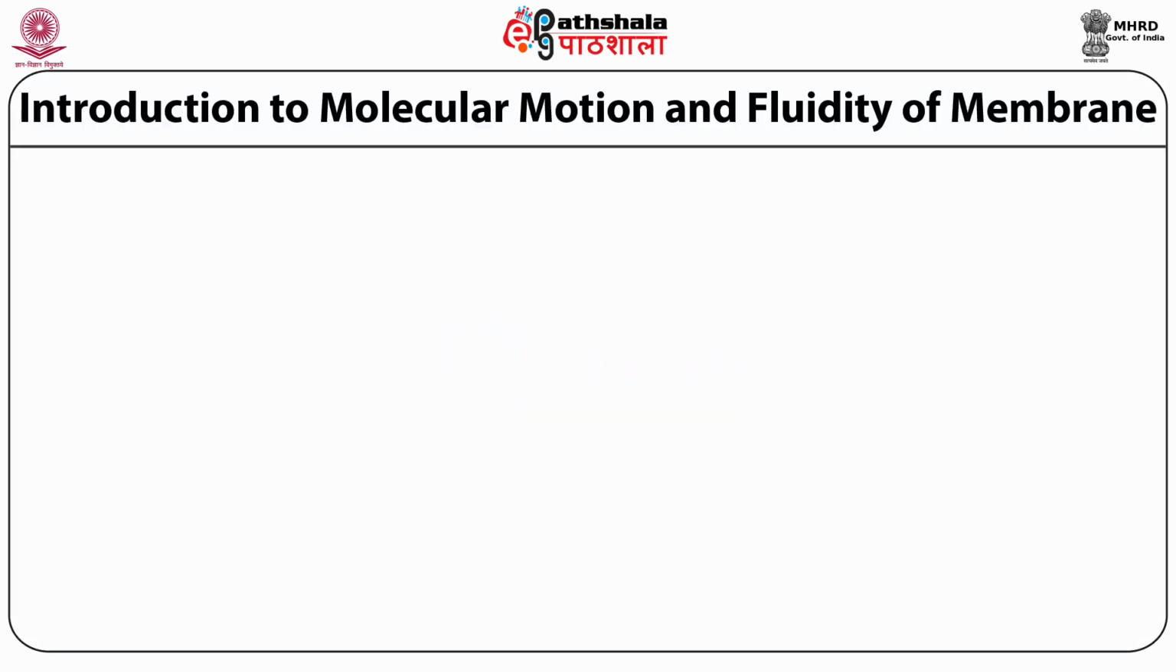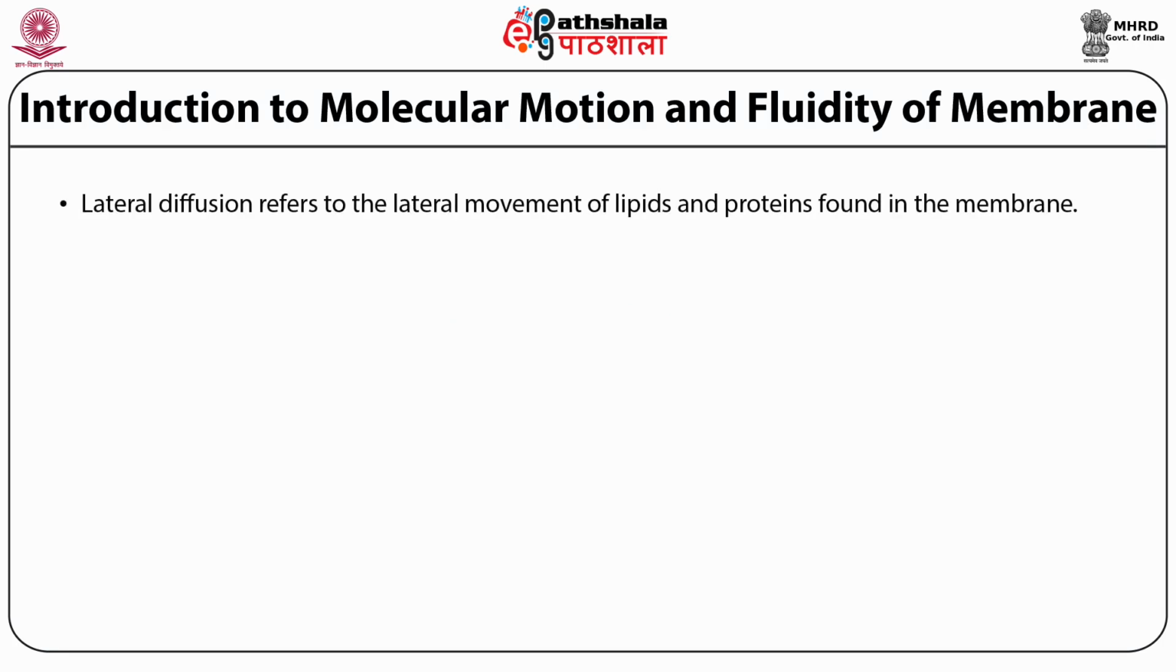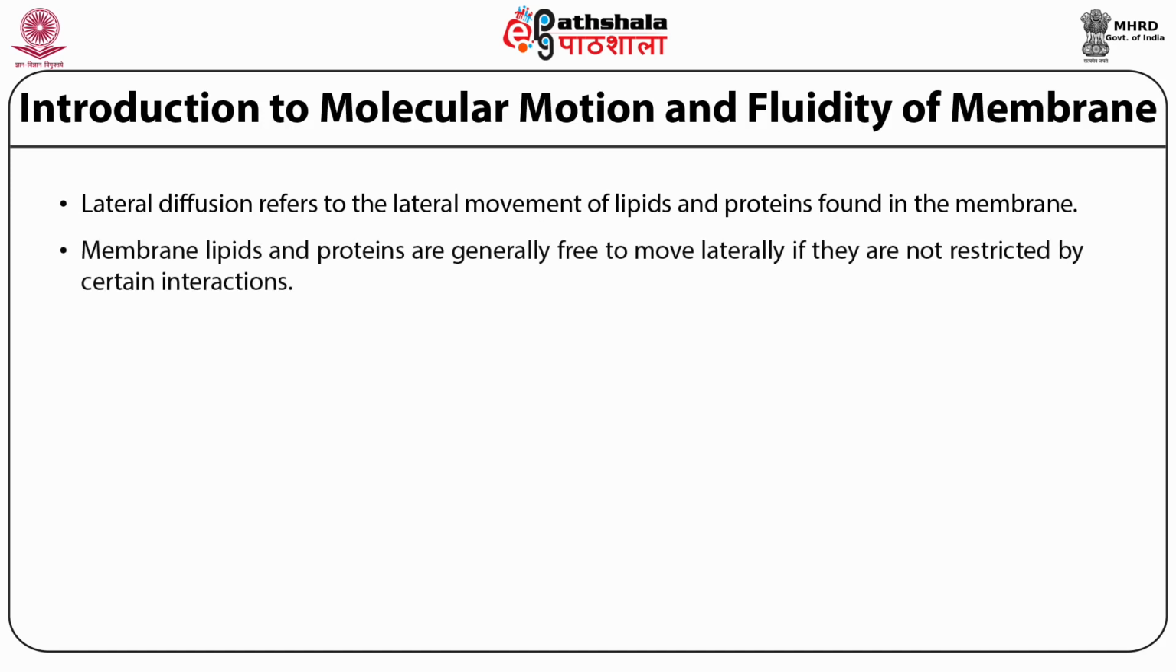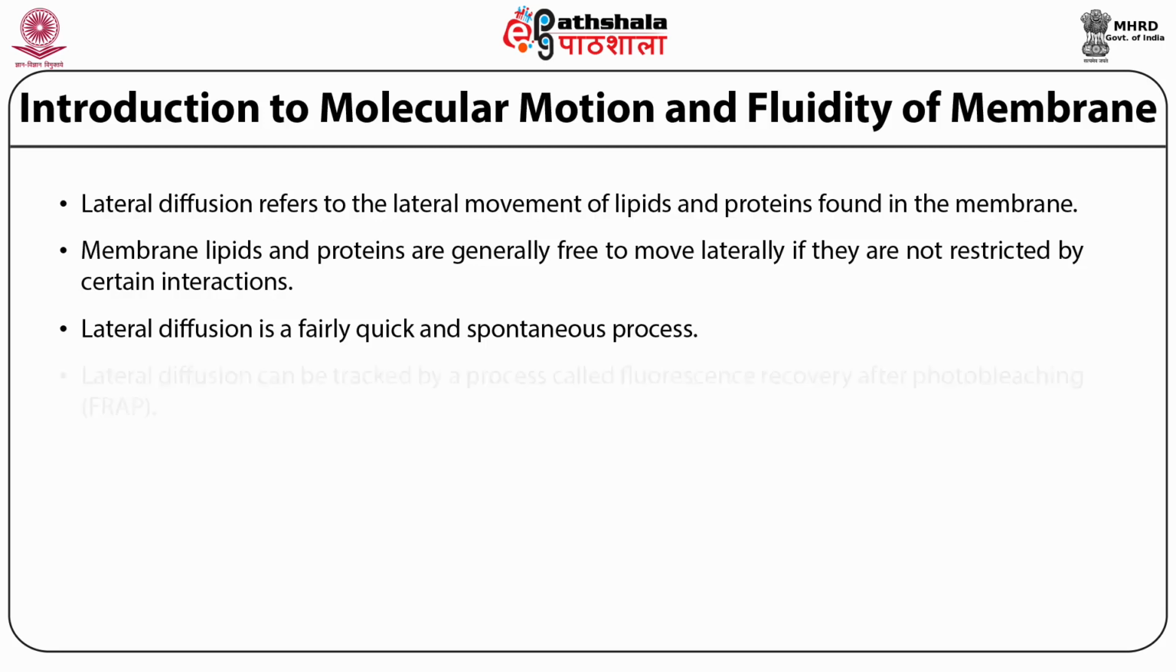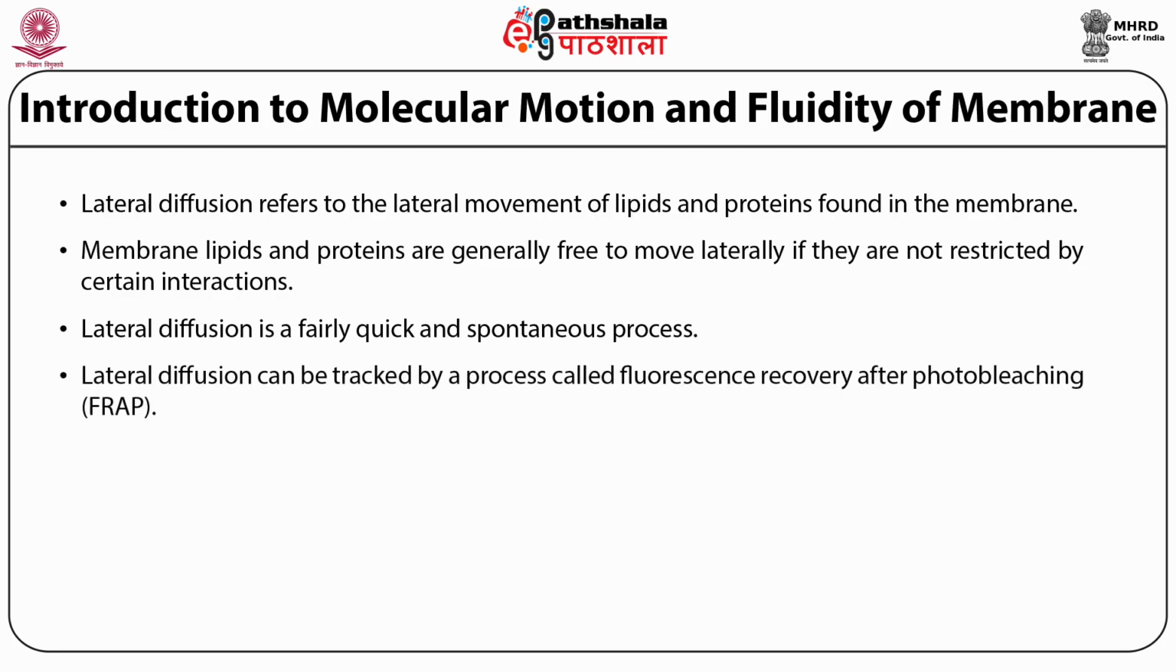Fluidity of the membranes is maintained by diffusion of the lipids. So we will have lateral diffusion and transfer diffusion. Lateral diffusion refers to the lateral movement of the lipids and the proteins found in the membranes. Membrane lipids and proteins are generally free to move laterally if they are not restricted by certain interactions. Lateral diffusion is mainly a quick and spontaneous process, and it can be tracked by a process known as fluorescence recovery after photobleaching, that is FRAP.